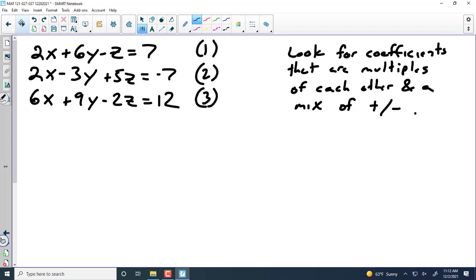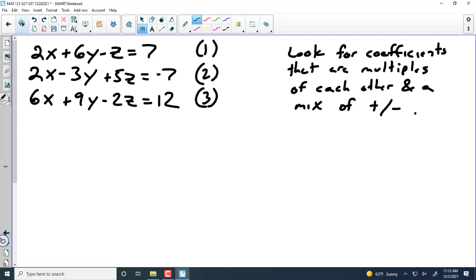I can multiply this second one here by a 2, add it to that one and get rid of the y's. I can multiply this second one by a 3, add it to that one and get rid of the y's. Z's look a little bit trickier. I guess I could multiply this one by 5 and add it to that one. And then I can multiply this one by -2 and add it to that one.